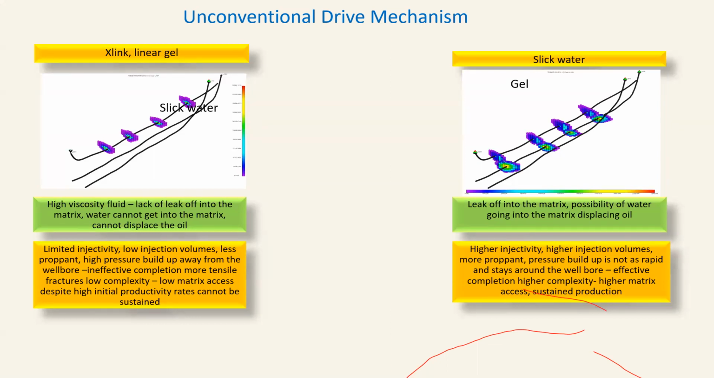Now, the disadvantage of slick water is that it does tend to leak off more, but that's not necessarily the end of the world, because if it leaks off into the reservoir, it's going to be displacing oil, and then you get the oil, so it's not a huge deal.